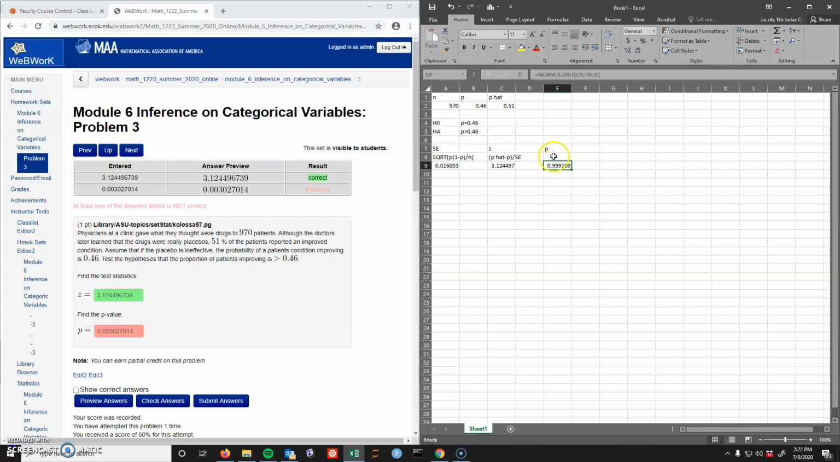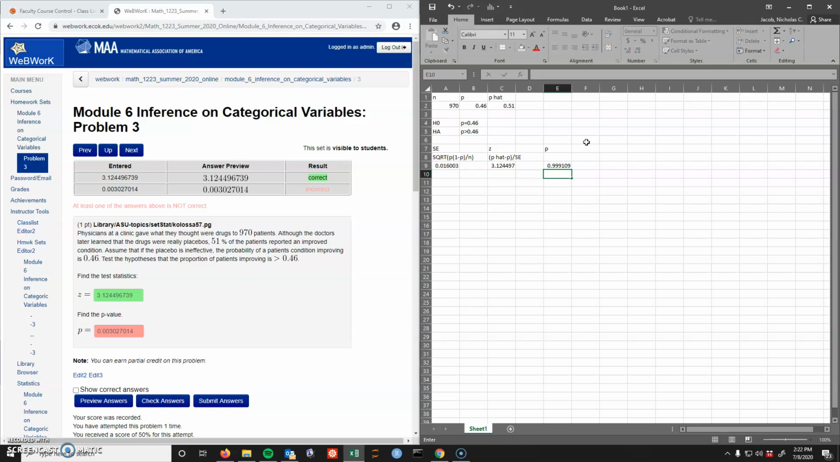Sorry, so I stopped it there for a second. I figured out what I did wrong. I wanted it to be true here, and I didn't actually type that in. So I needed to type that in, that it is true. You always want it true on this norm.dist. I just didn't type it, so it came out false. Okay, so that gives me this as my p-value.